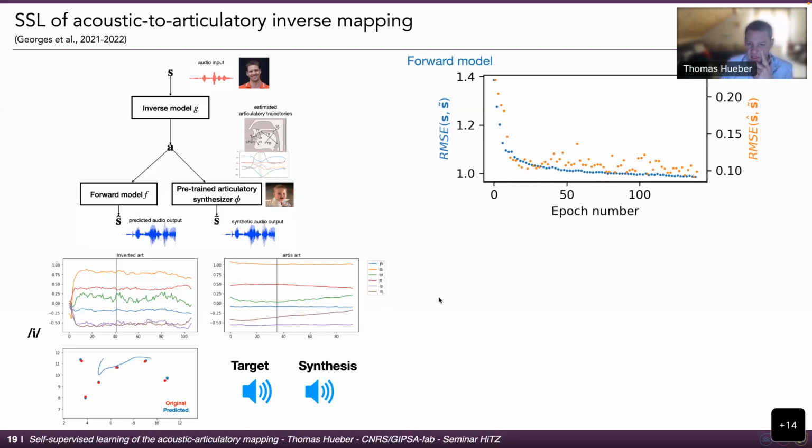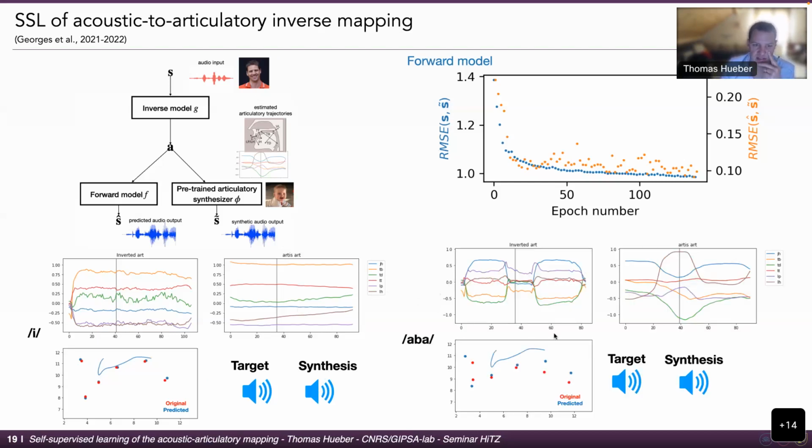Actually, no, it does not. Let's see it on this more complex logatome, ABBA. As you can imagine, the lips should be closed when you say B, and we have a portion of silence. This portion of silence is complicated when it comes to acoustic to articulatory inversion, because during this silence, you can have a strong uncertainty on the vocal tract configurations.